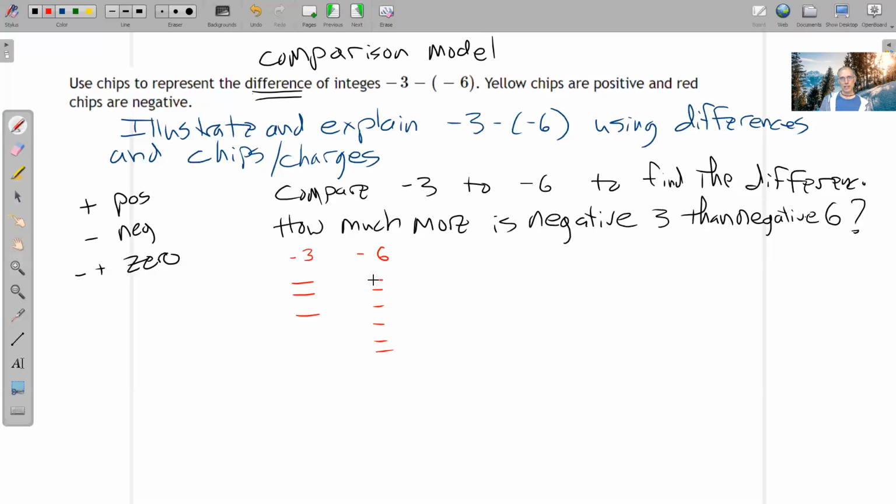And then to do the comparison, I need more chips here because I can't complete the comparison. So I could match up those two together, and those two together, and those two together, but then I start to run out. So then I have to throw in some zeros to make the comparison complete. Now those two line up, and those two line up, and those two line up. Okay, so I got them all to match.